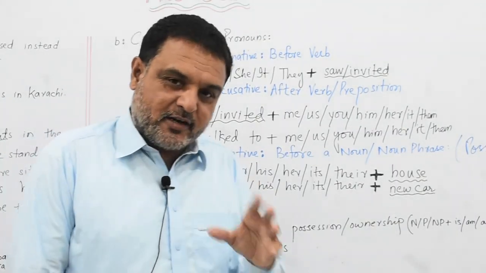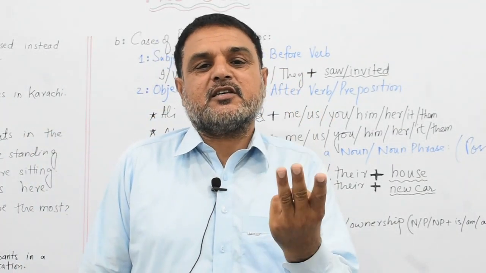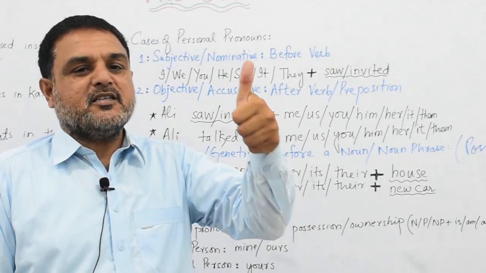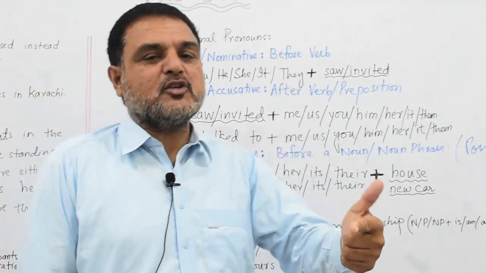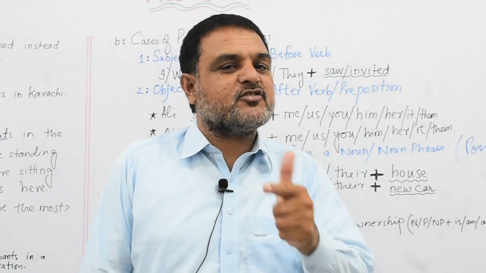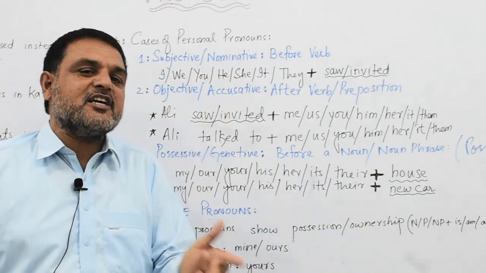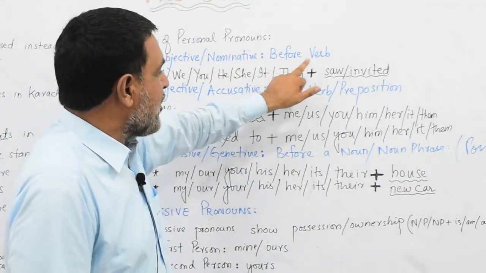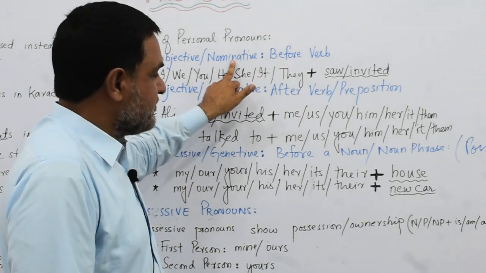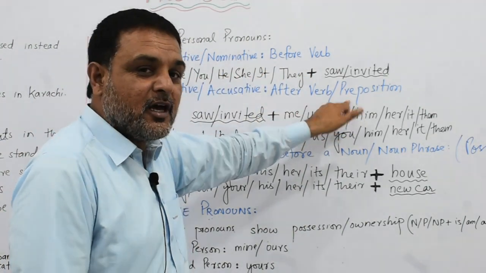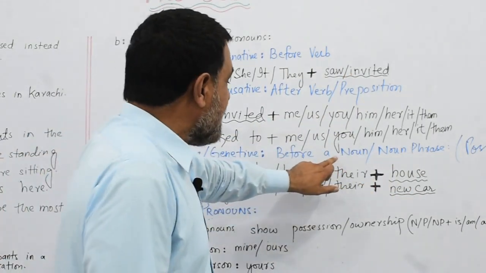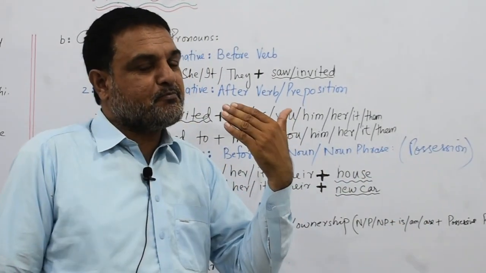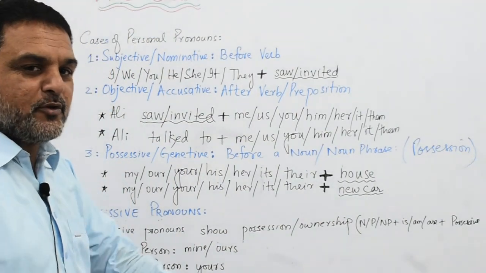So kids, I hope you have got it, that there are three cases or three forms or three shapes of personal pronoun. Number one, subjective or nominative case. Number two, objective or accusative case. Number three, genitive or possessive case. Keep that in mind. And I've just told you, before a verb, nominative case is used. After a verb and after a preposition, accusative case is used. And before a noun or a pronoun to show possession, possessive or genitive case is used. I hope you've got the idea.